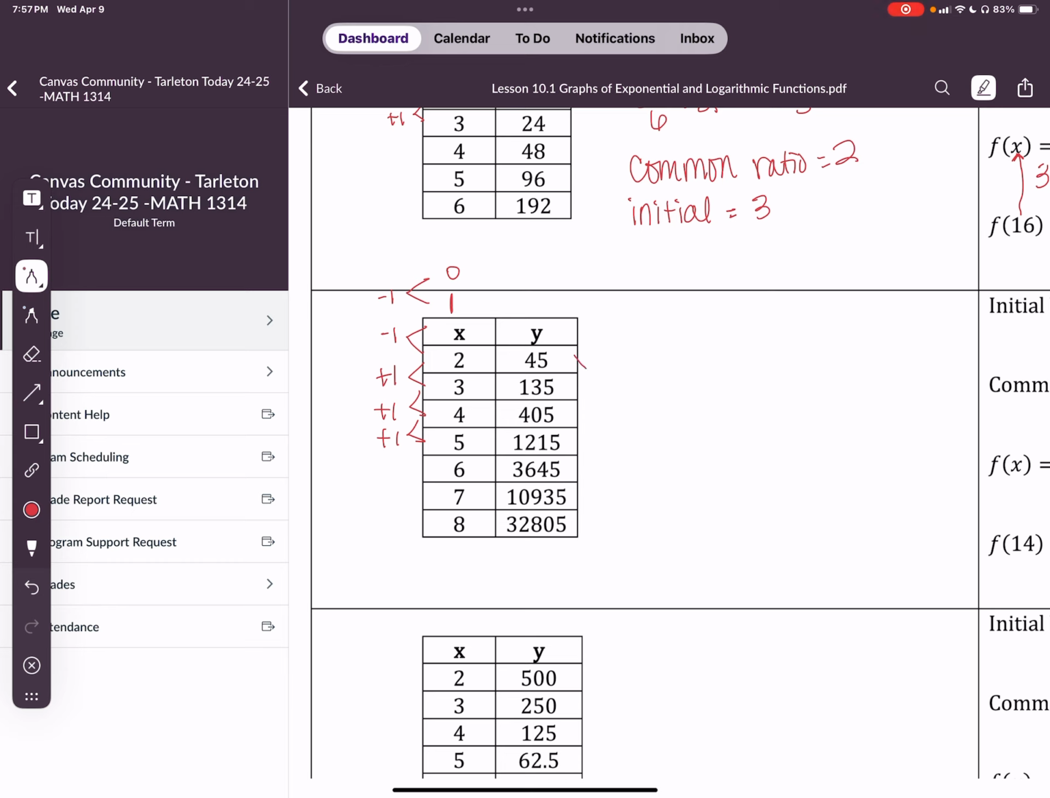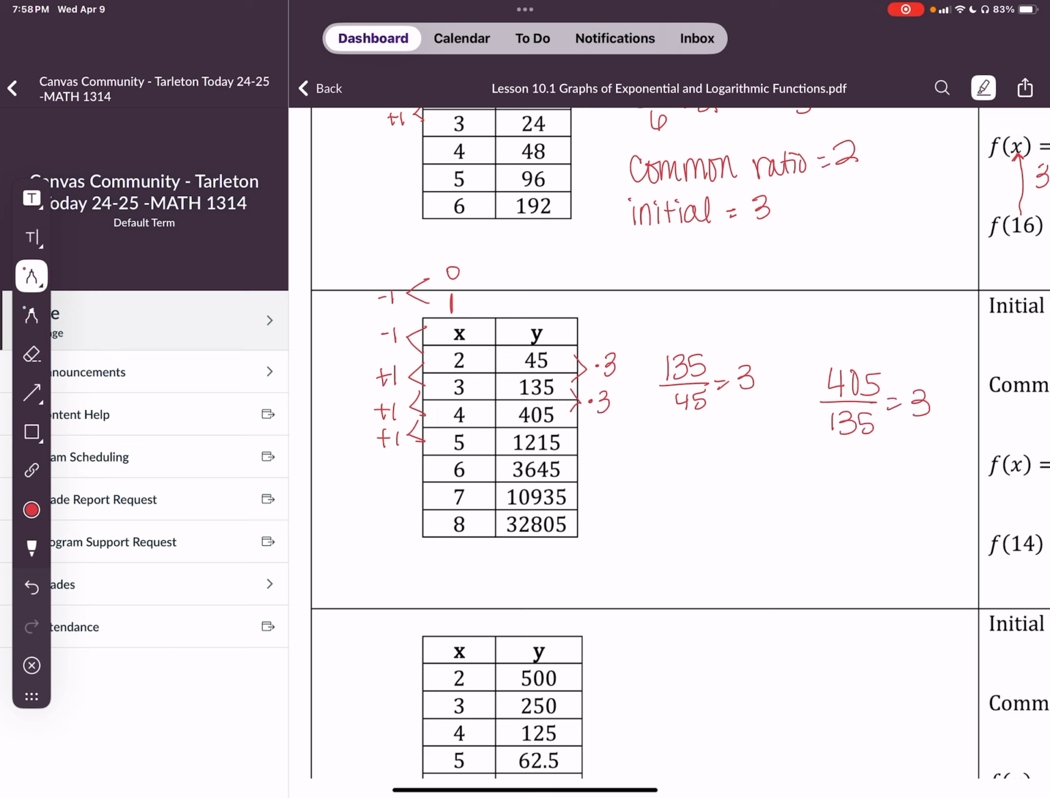So from 45 to 135, I'm going to multiply by 3. And let's say you had no idea what number to multiply by. Remember, you can do 135 divided by 45, and you get 3. Okay? So that's how I know I need to multiply by 3. Same thing if I did 405 divided by 135, I get 3.